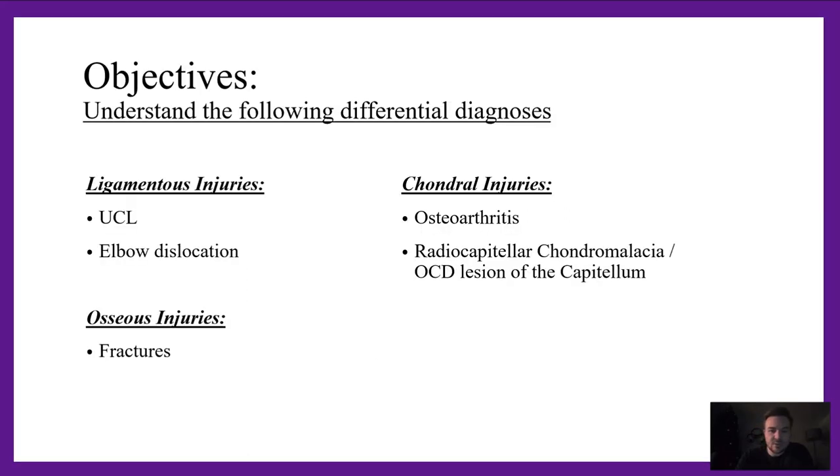So as we get into this, we're going to learn about ligamentous injuries of the UCL, as well as elbow dislocation injuries. We'll talk about UCL, the medial side of the elbow. We'll also talk about the lateral side of the elbow, but truly elbow dislocation will also be joined in with the ligamentous injuries because it is an instability event. And then osseous injuries like fractures, and then we'll talk about chondral injuries, meaning cartilage defects or injuries like osteoarthritis and radiocapitellar chondromalacia or OCD lesions of the capitellum.